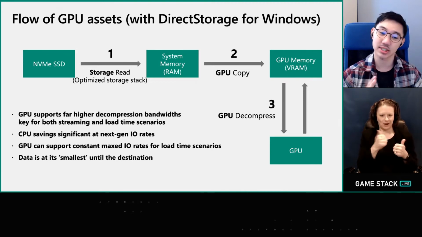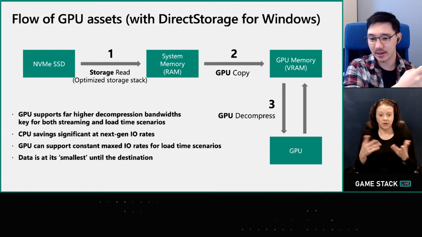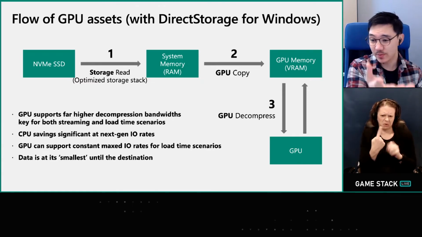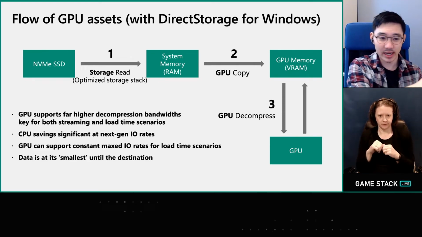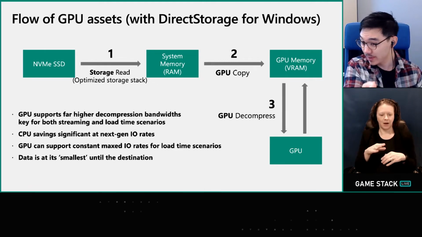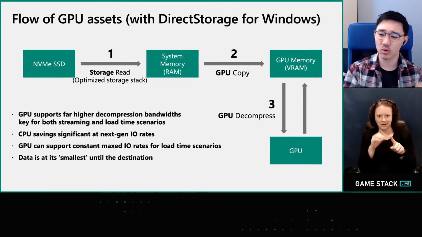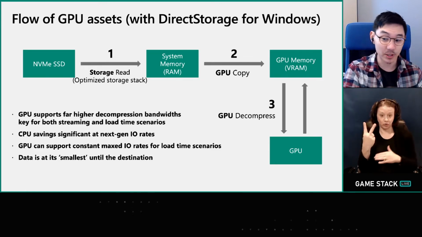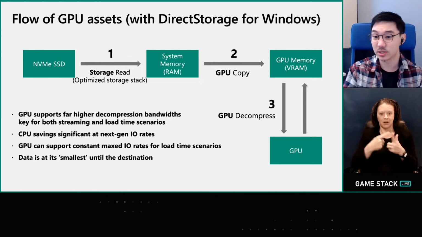The data is actually at the smallest until its destination. What I mean by that is you take the compressed asset, let's say it's 1 megabyte, just as an example, when it's compressed, and 2 megabytes when it's expanded, when it's fat. You only have to copy 1 megabyte over to system memory, and then you copy 1 megabyte, not 2 megabytes, to GPU, and then you decompress it, you expand it out to 2 megabytes. In the old world, you would have to copy over 1 megabyte first to system memory, you decompress it, then you're copying 2 megabytes over the PCIe bus or into a GPU accessible memory.